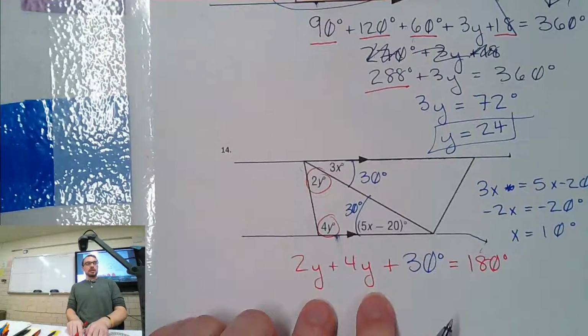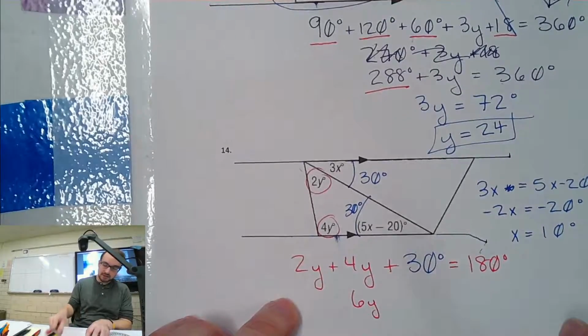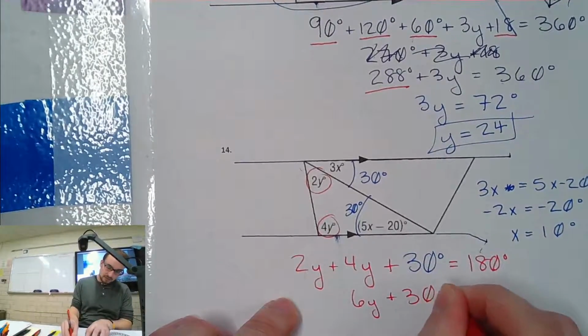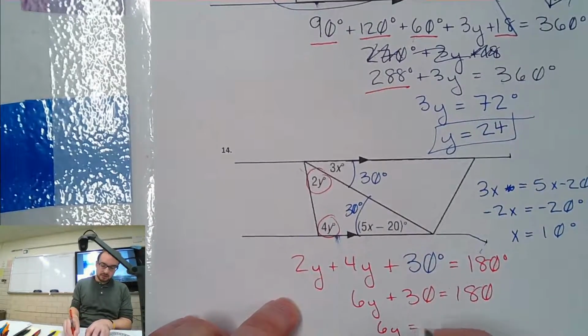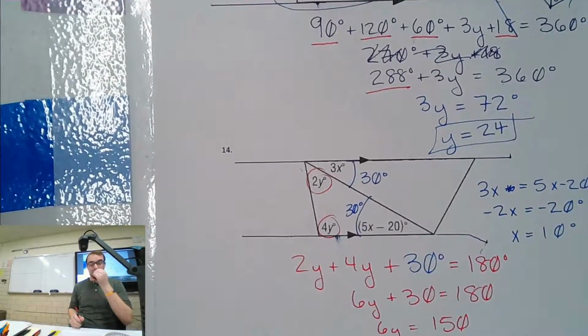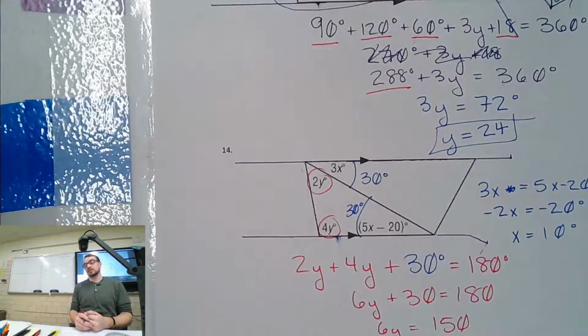Now, you might say, wait a minute, we got two variables, one equation. One kind of variable, because those are going to go together, right? Let's get our y's together. We get 6y plus 30 equals 180. Subtract 30, 150. Divide by 6. Well, one way, instead of dividing by 6, we can divide by 3, then divide by 2, because 3 times 2 is 6. What's 150 divided by 3? 50. Divide by 2, 25.